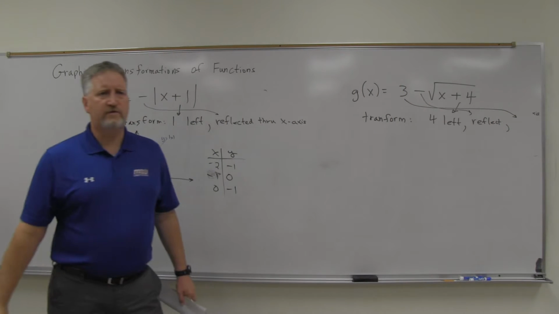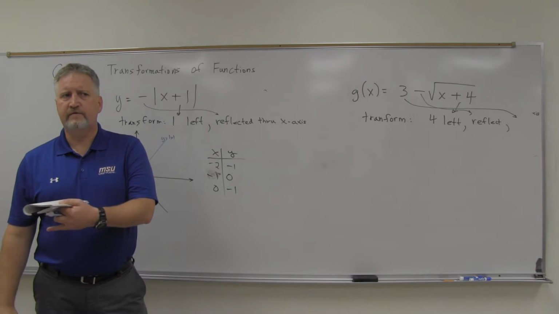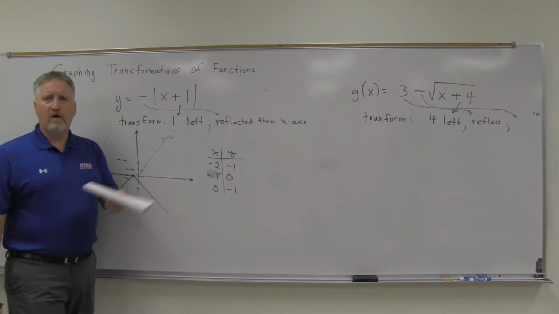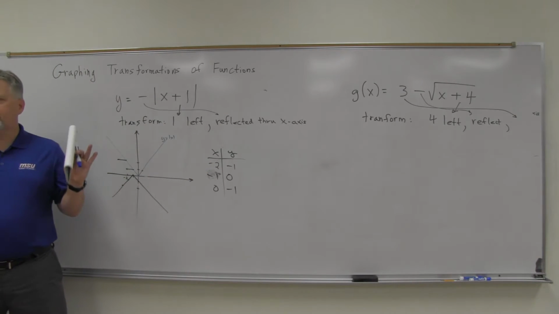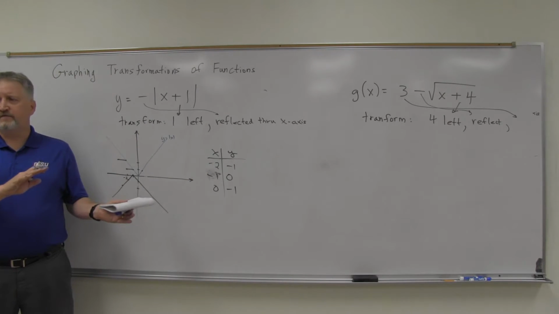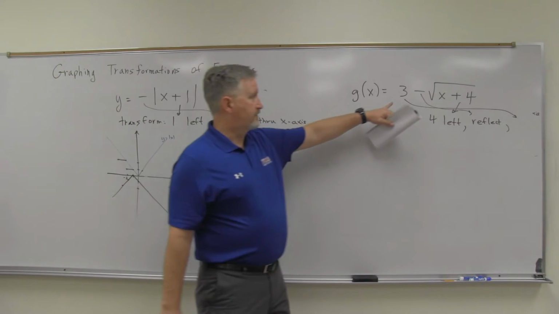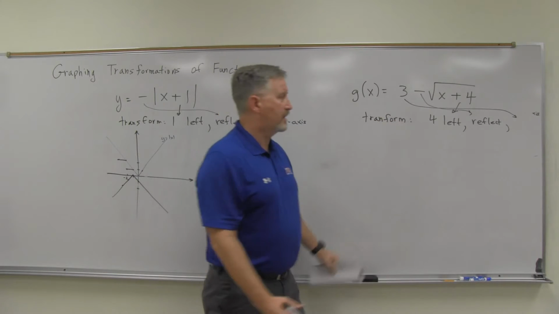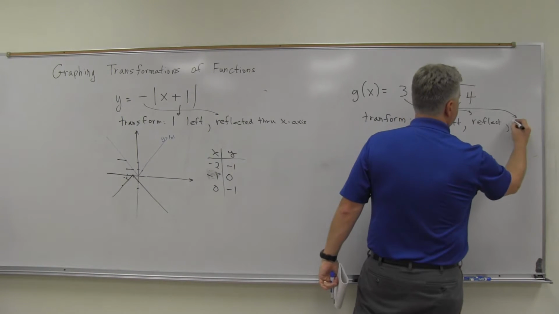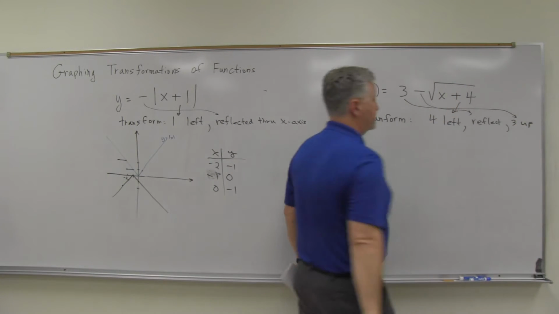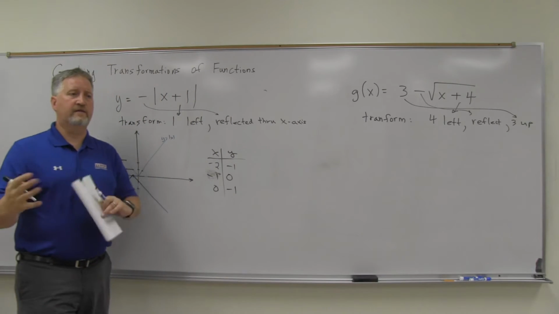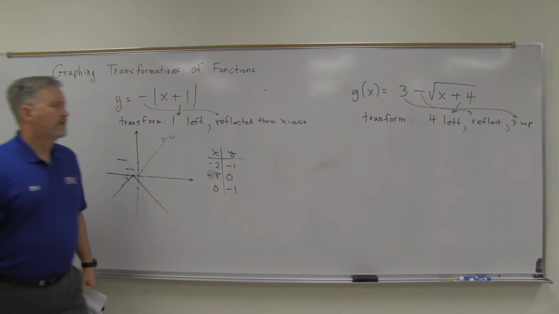What does that 3 do? Up 3, yeah. Why is it up 3? It's on the outside, and it's a positive. Even though it doesn't say plus 3, it is a positive 3 right there, and it's on the outside. So yeah, you're right, 3 up is the transformation. 4 to the left, then a reflect, and then 3 units up.